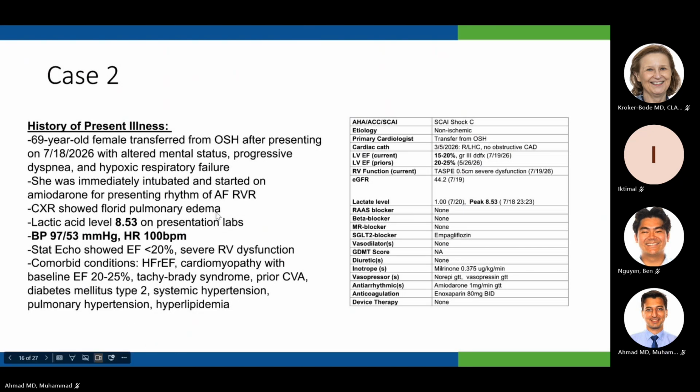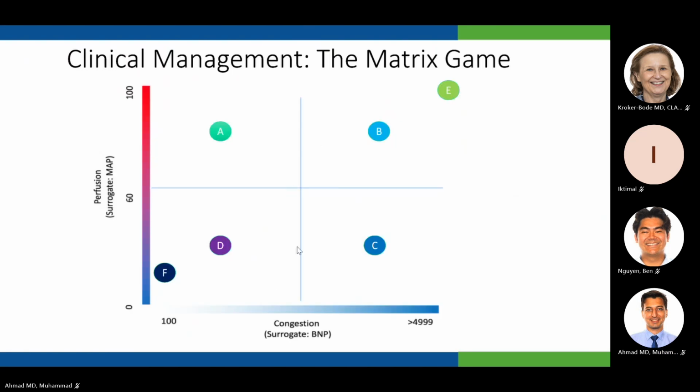So she presented, you call down to the ED, you're seeing her, where is she on the matrix? Right, so she's clearly wet, so we're not dealing with the parts on the right. She's very cold because she's hypertensive and now her blood pressure is 97. Sometimes when they tell you a blood pressure is 97, you're like, oh, that's not so bad. But the patient is hypertensive.